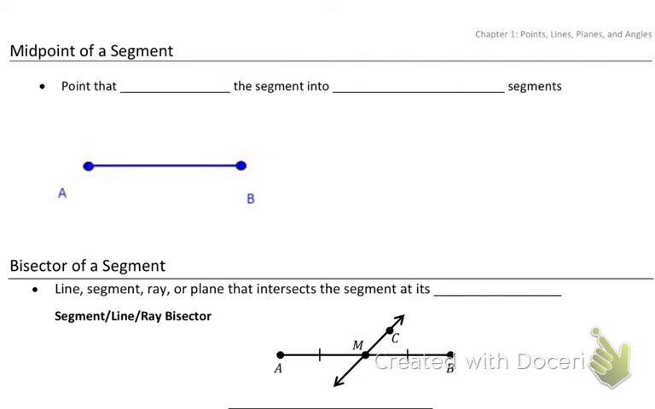So midpoint of a segment is a point that divides the segment into two congruent segments. Now as you write that, so we have divide, two congruent. I'm going to ask you a big question here. Can you divide a line in half? Yes. We can divide a segment in half.